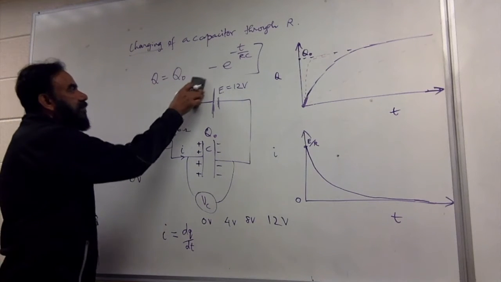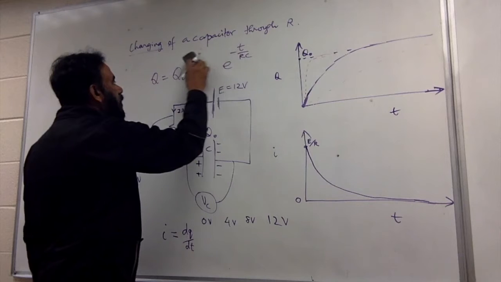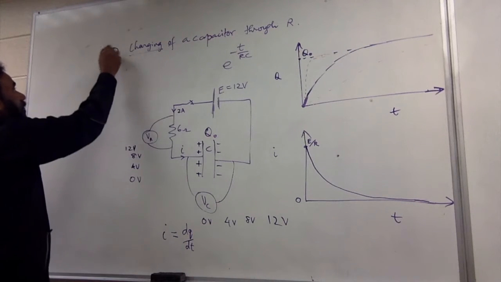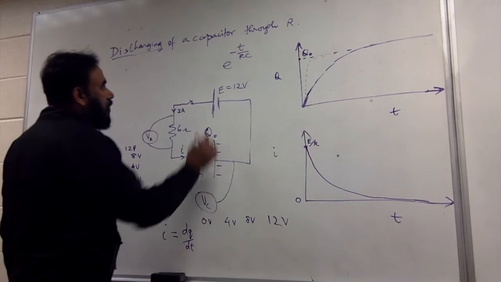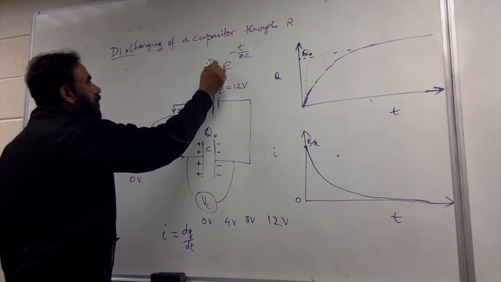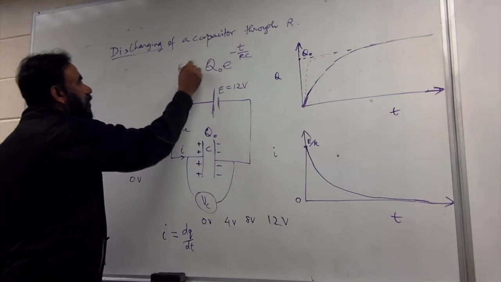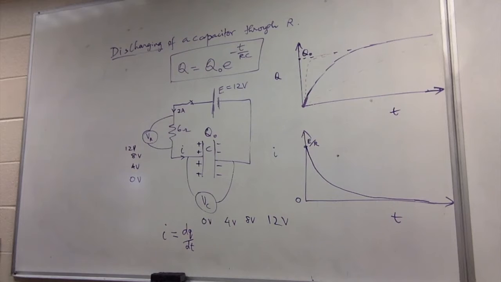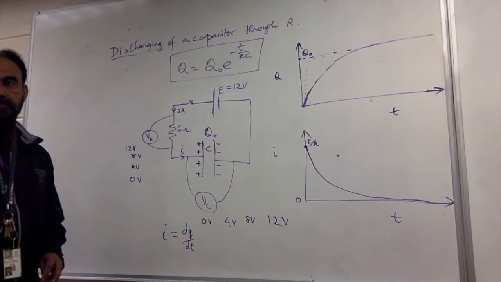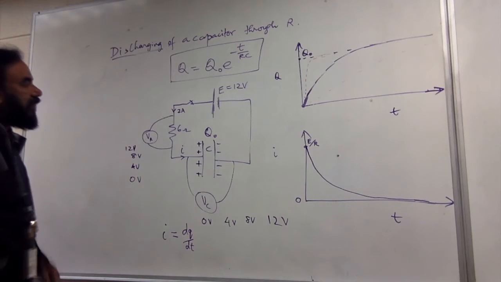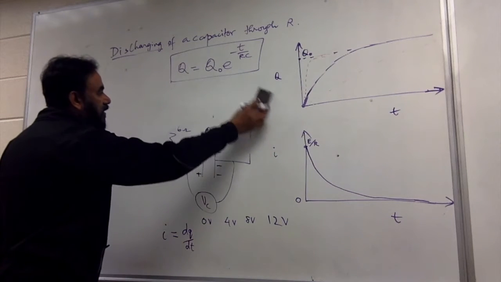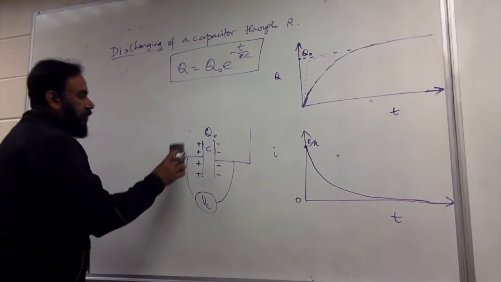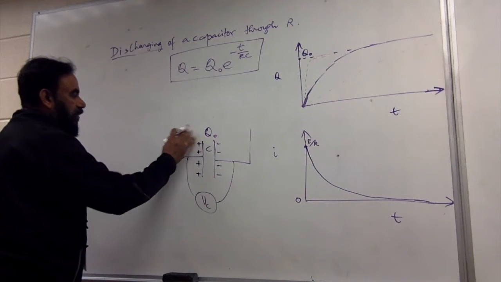Discharging. Discharging is going to be this. We saw that yesterday. Discharging of a capacitor through a resistor. This is how it is discharging.